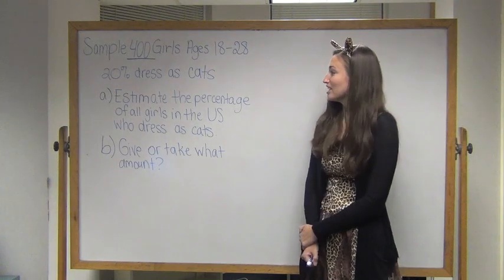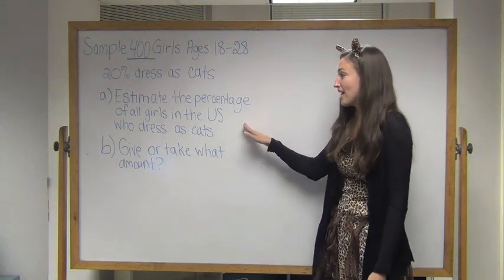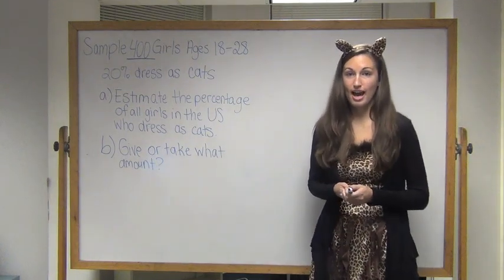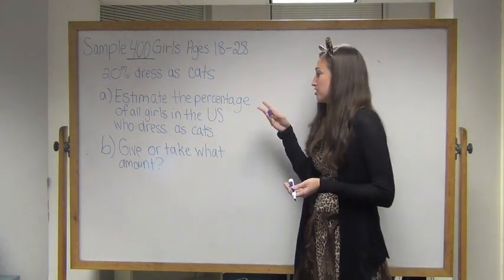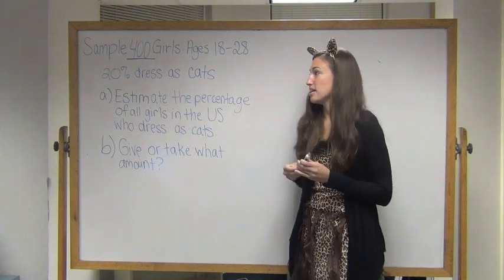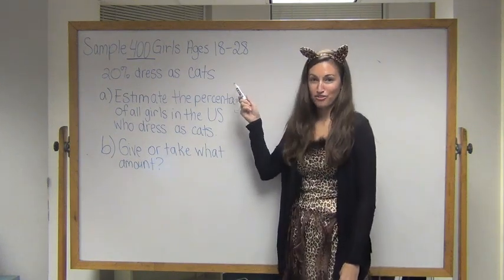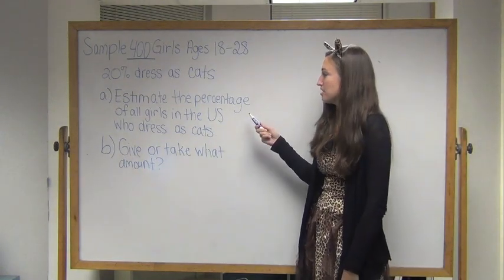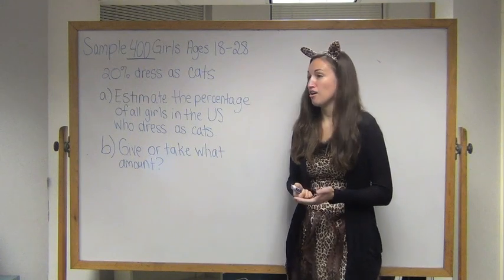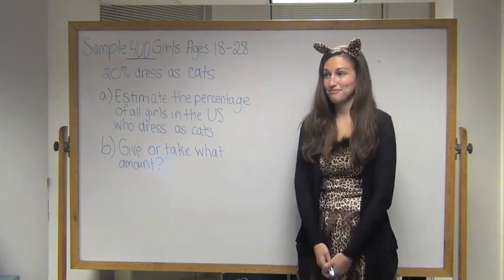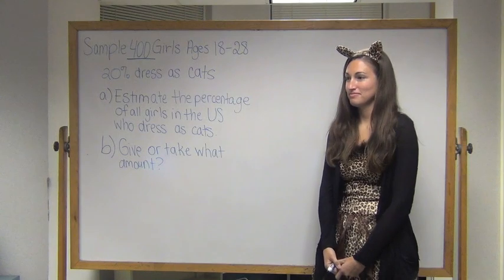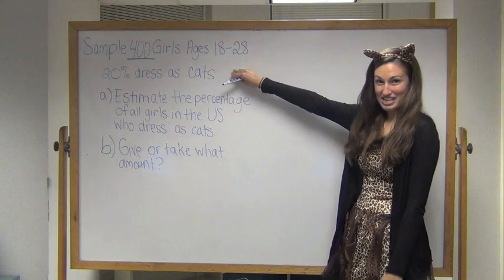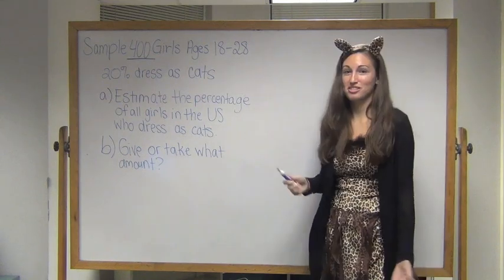But what we're really interested in is part A. We want to estimate the percentage of girls in the entire U.S. who dress as cats. Knowing that 20% of the girls from our sample dress as cats, what do you think we're going to use to estimate the population percentage? The results from our sample survey? Right, exactly. That's what Chapter 17 is titled, using samples to estimate populations.